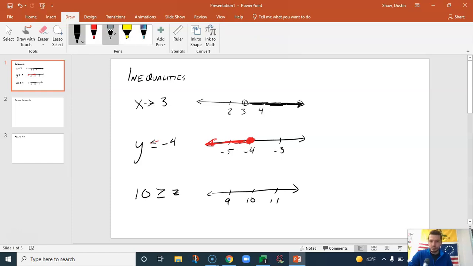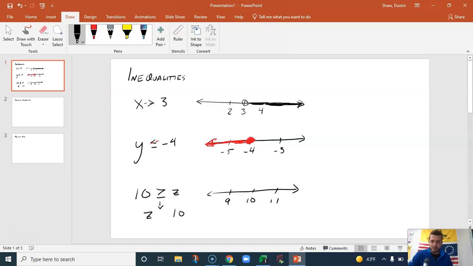Let's do a fun sparkly color. Here's the thing: what I would do here is flip this entire thing around. You have to be really careful when you do that because it's really easy to get confused. But what I would do is put my z on the other side, and put my 10 over here, but I have to flip this around.